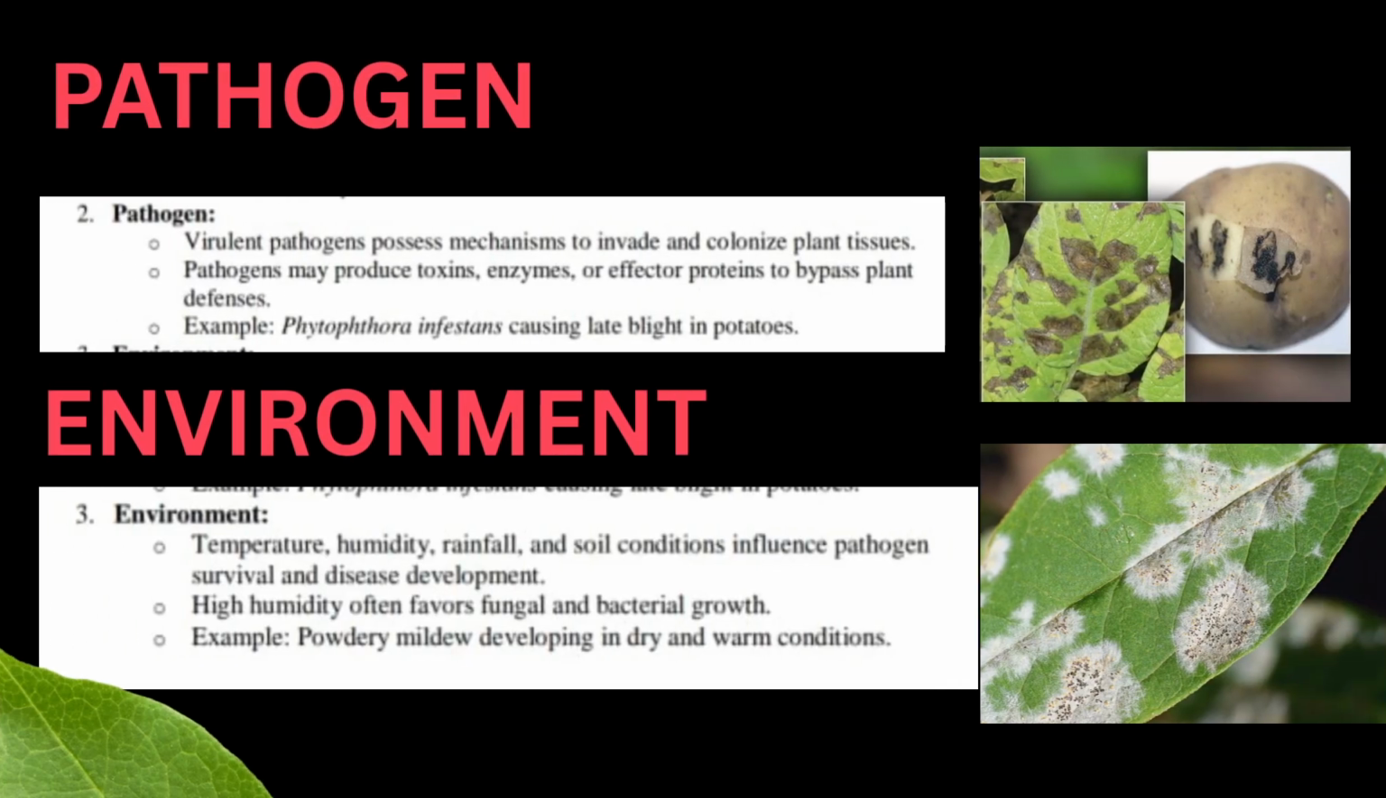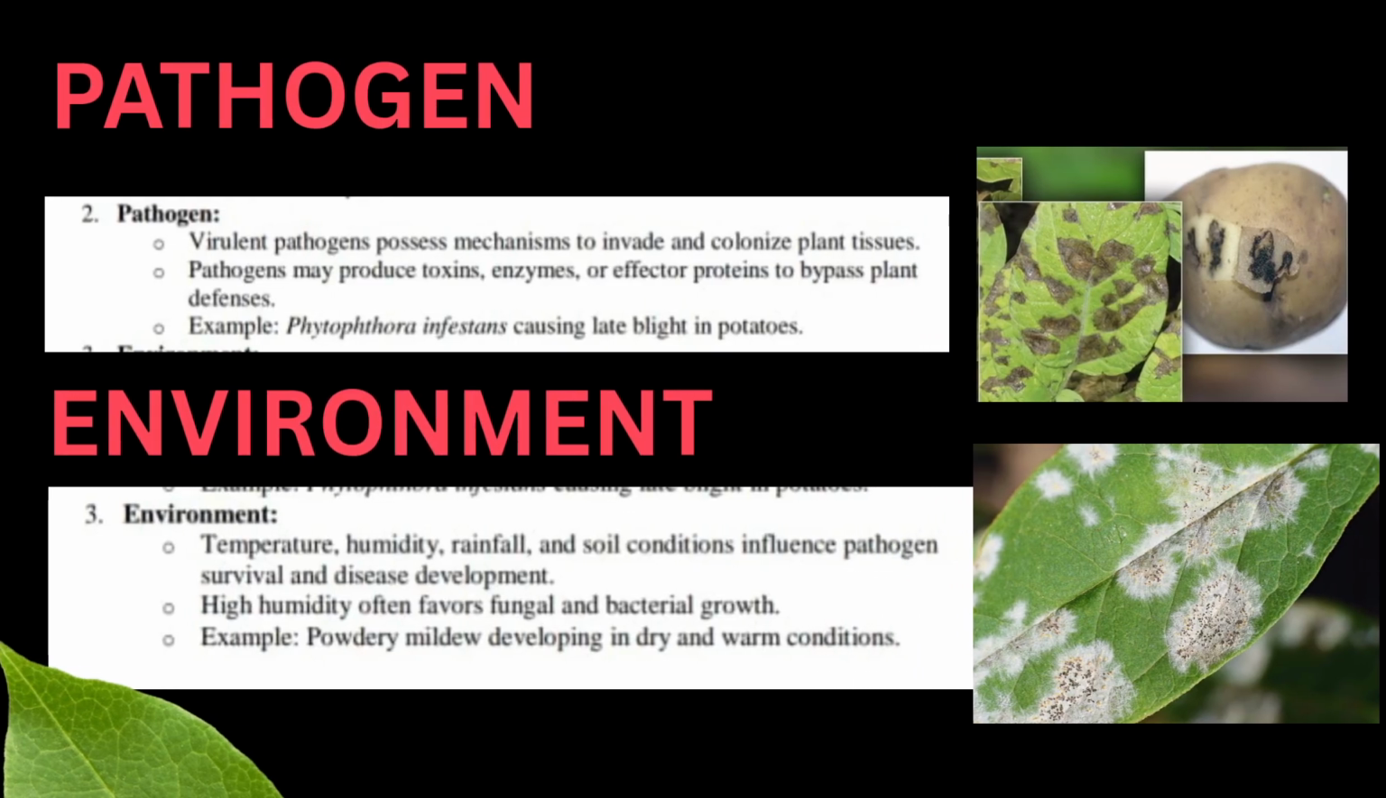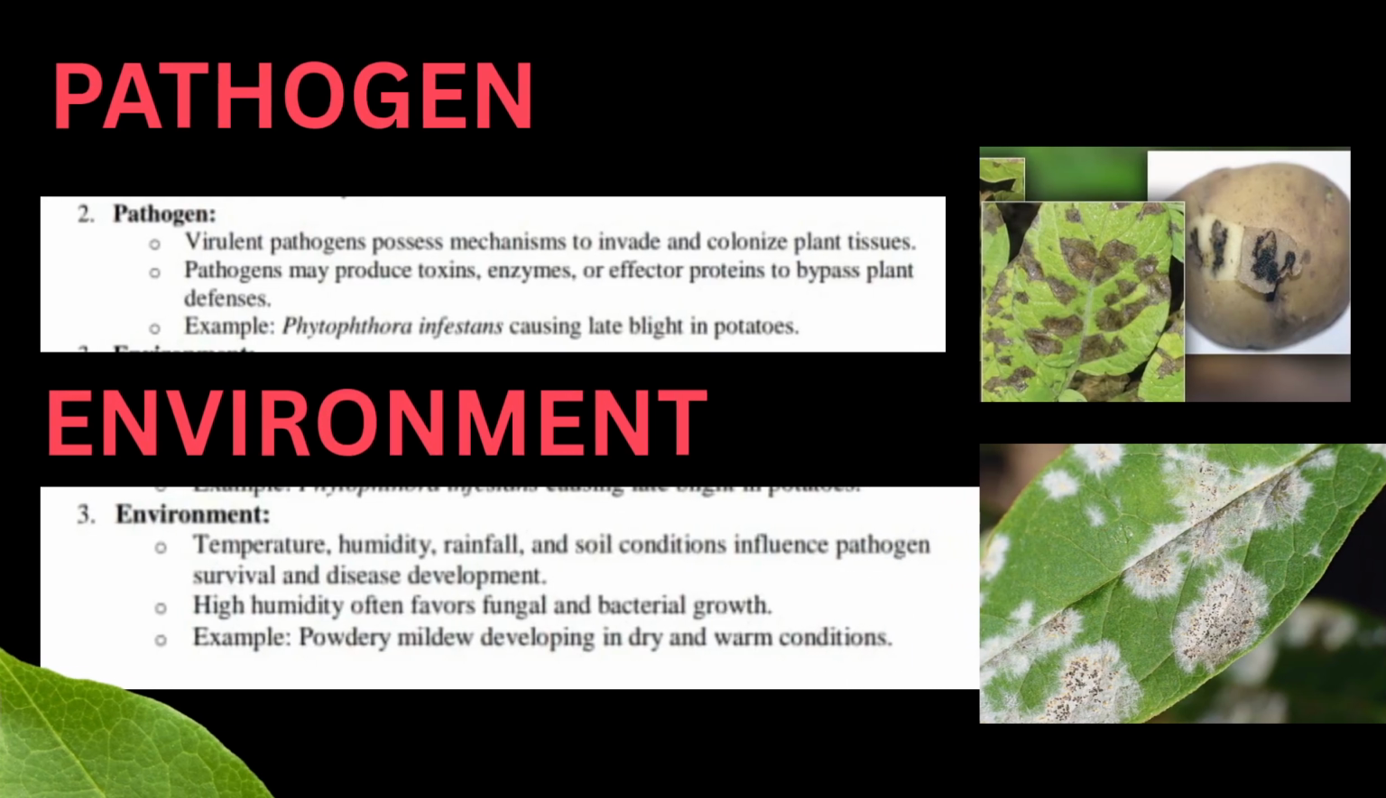The second component is the pathogen. Here the pathogen is virulent. It will be invading, so it will be able to succeed and develop its growth in the tissues of the host plant. It releases some toxins and effector proteins in the host plant and makes the defense mechanism of the host very weak, so that the host cannot resist and the pathogen is able to invade. One example is Phytophthora infestans, which causes late blight in potato.